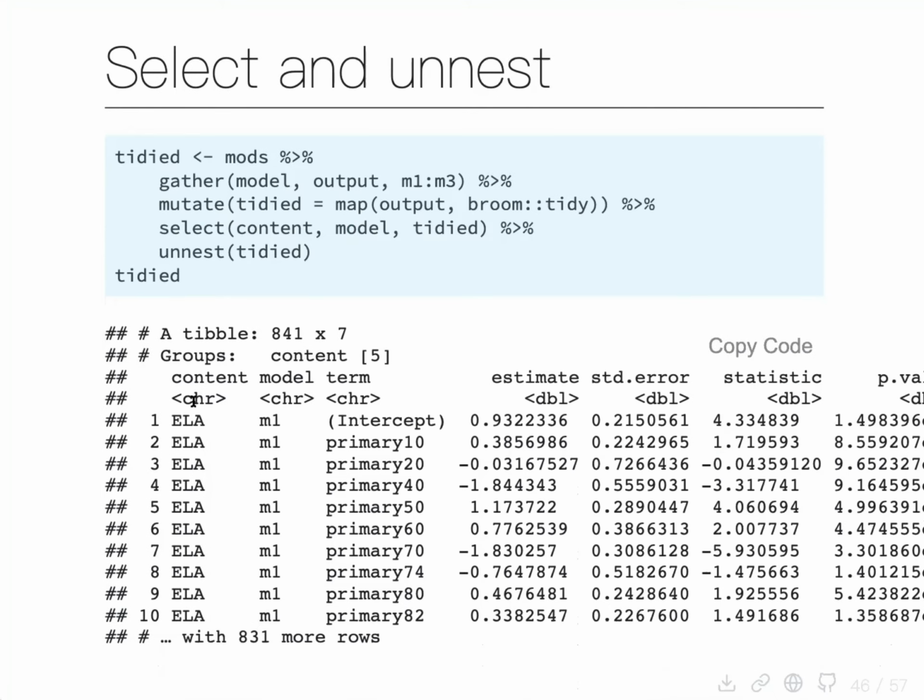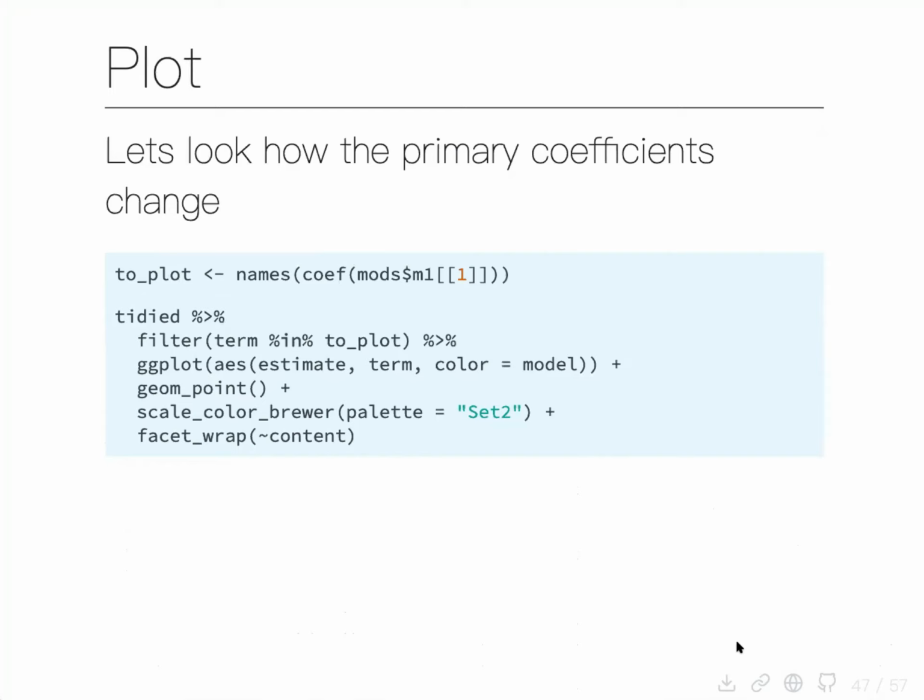Okay, and what we end up with is something that looks like this. So we have the content and the model, and notice these are repeating now a bunch, and then we get just the tidied data frame for every model. Okay, and so what that allows us to do is do things like plotting, right?